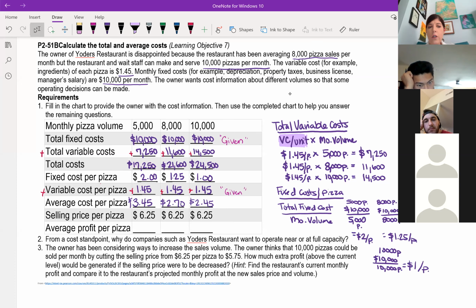The last question is average profit per pizza. They dropped in the selling price for each pizza, which is $6.25 regardless of volume.